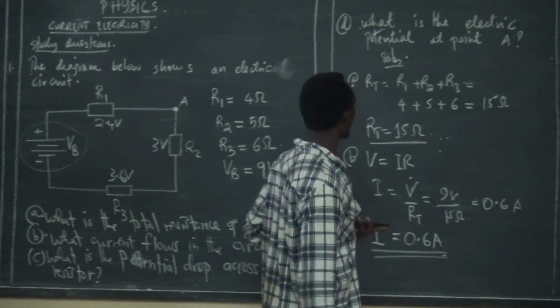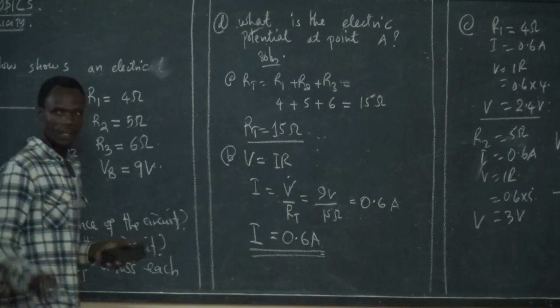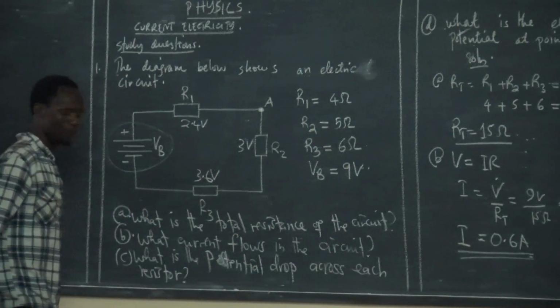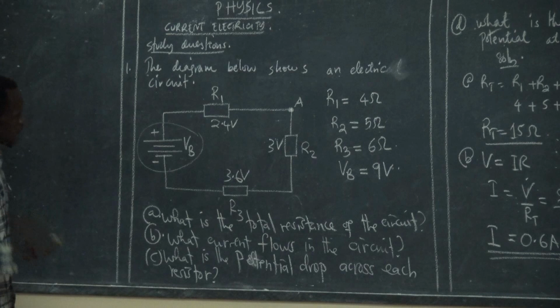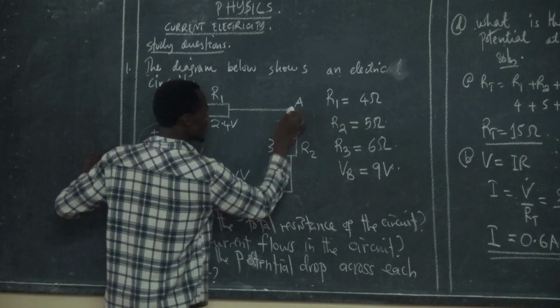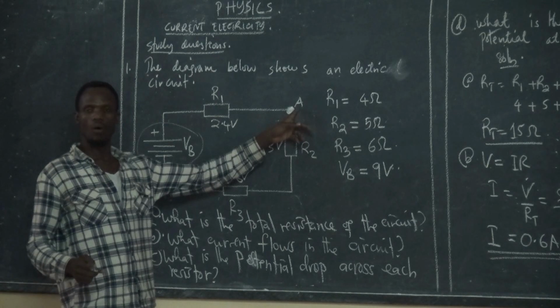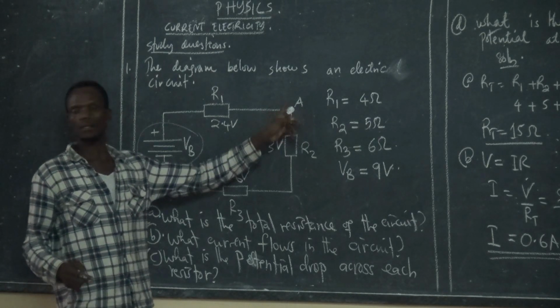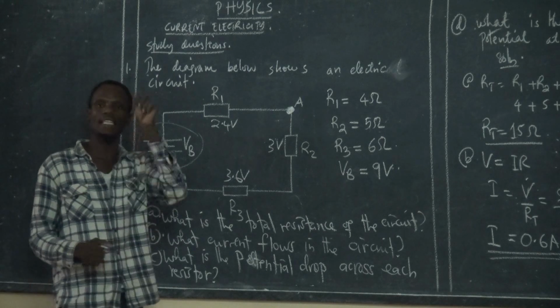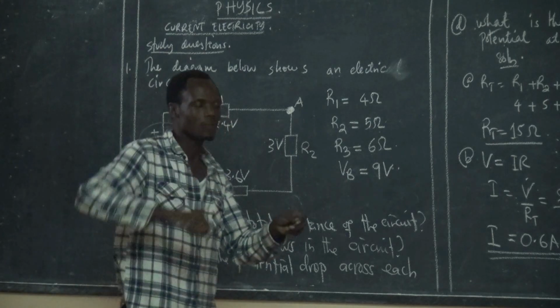What is the electric potential at point A? Listen to this point very carefully. Electric potential at point A. Have you seen this point A? It is right here. In order to get the potential at point A, you have to know the direction of the conventional current.